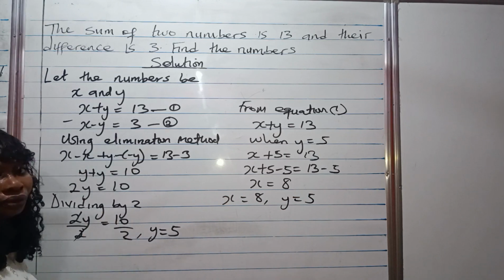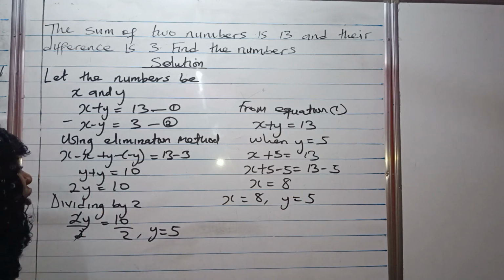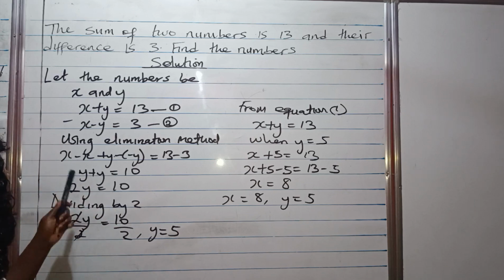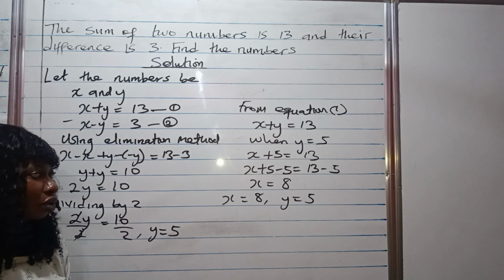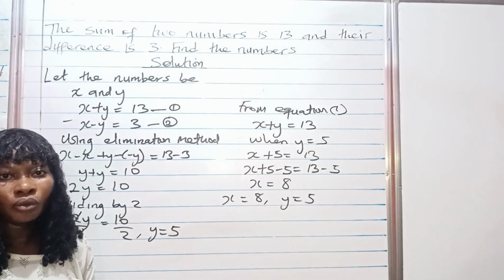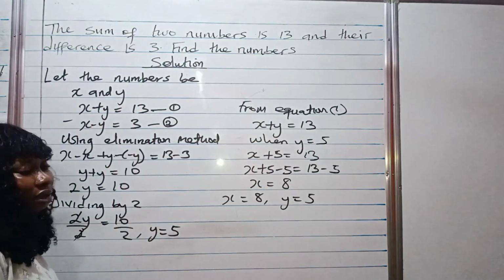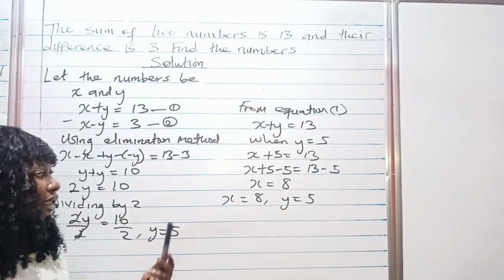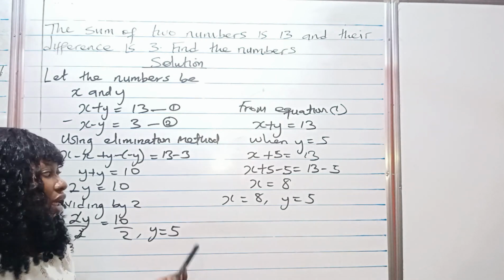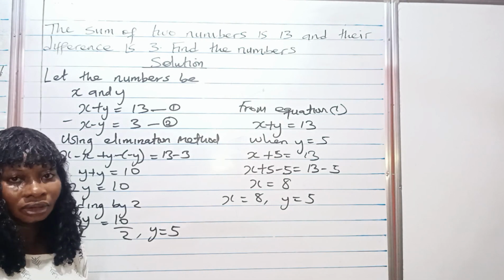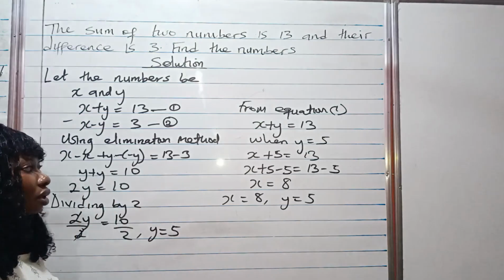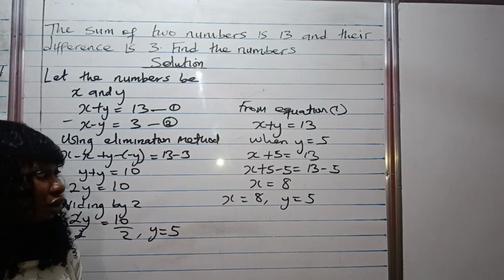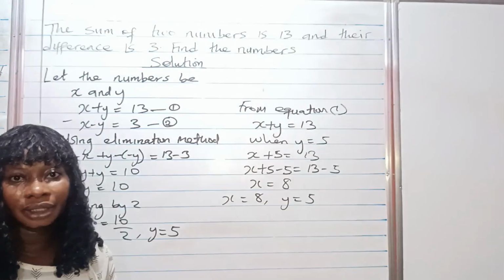You can check to be sure that we are correct. So how do we check? When X is 8 and Y is 5, then X plus Y is equal to 8 plus 5. What is 8 plus 5? It is the 13 that we're given in the question. And what is 8 minus 5 as well? When X is 8 and Y is 5, 8 minus 5 will give us 3, which is the same in the equation we have. So we have been able to solve this word problem question leading to simultaneous equation, and X is 8, Y equals 5.